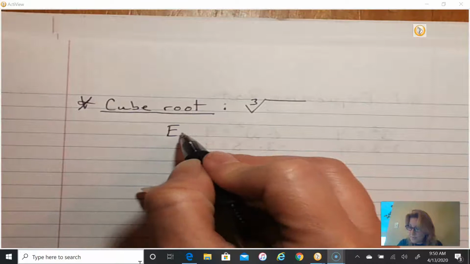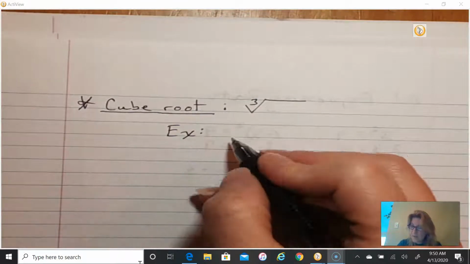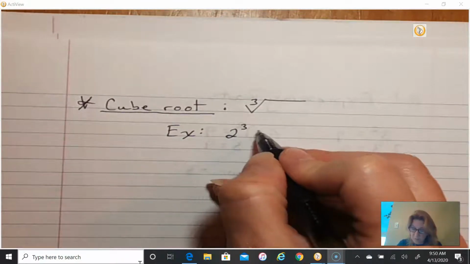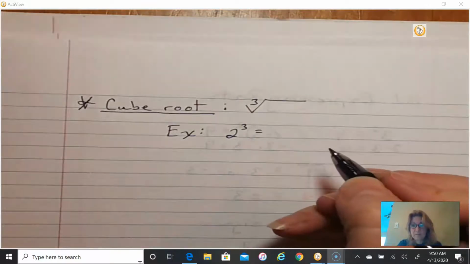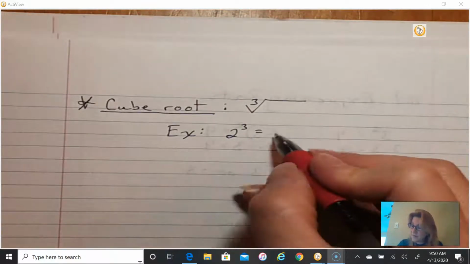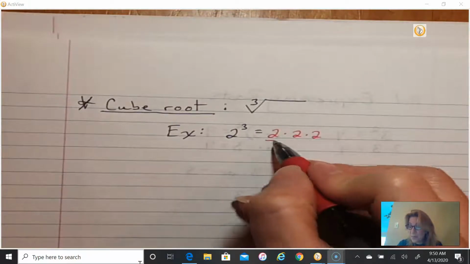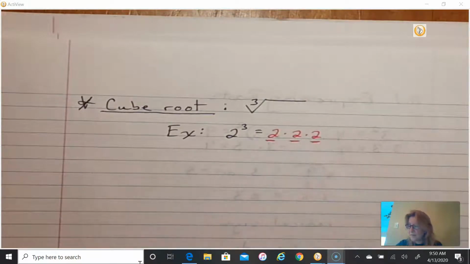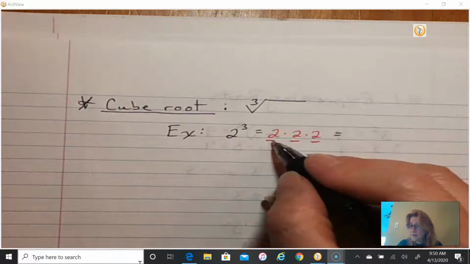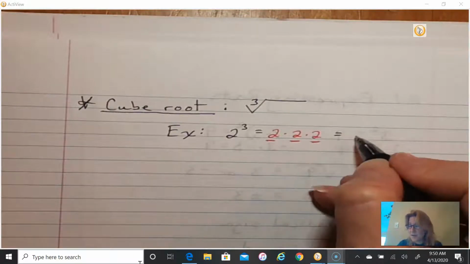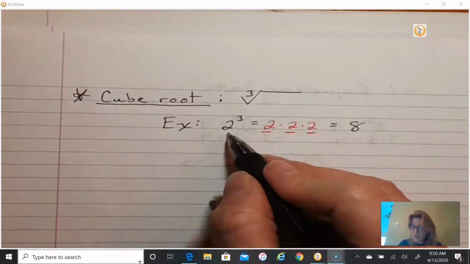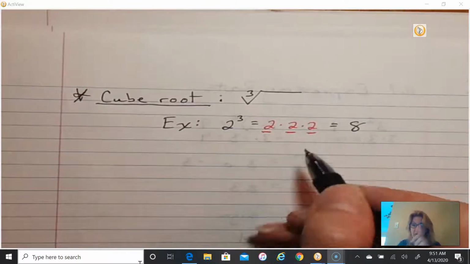For example, what is 2 cubed? Well, that's 2 times 2 times 2, right? 3. 1, 2, 3. 2 times 2 is 4. 4 times 2 is 8. So 2 cubed is 8.